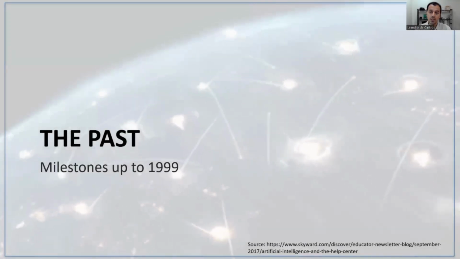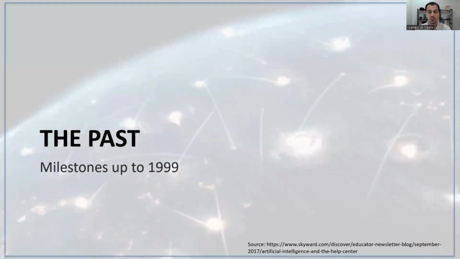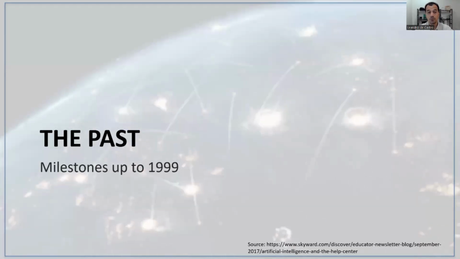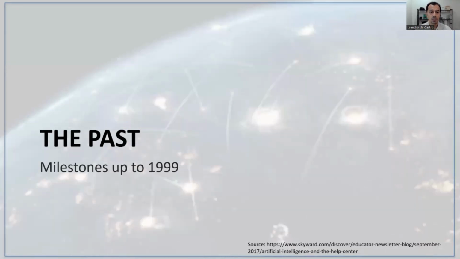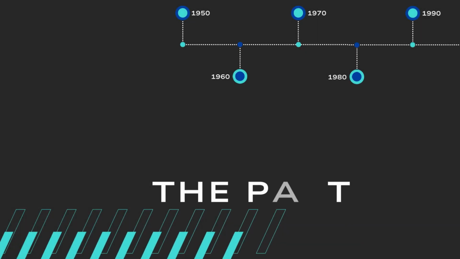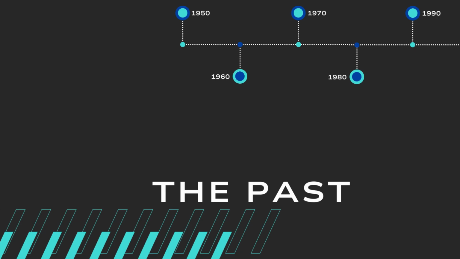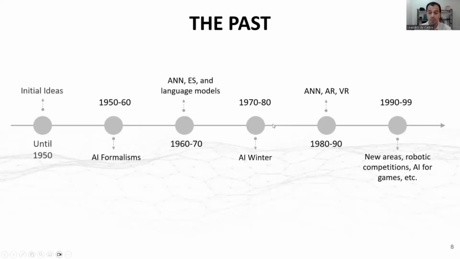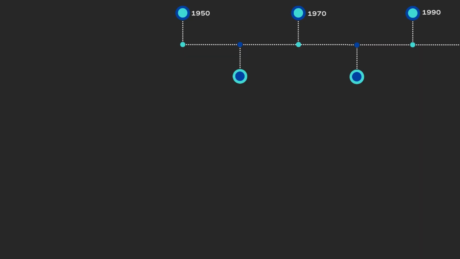Starting with the first period in the history of artificial intelligence, it ranges from before the 1950s until the turn of the millennium in the year 2000. In this timeline, I am dividing the first period of artificial intelligence, which I am calling here the past of artificial intelligence, into decades, starting in the 50s and going up to the year 2000.